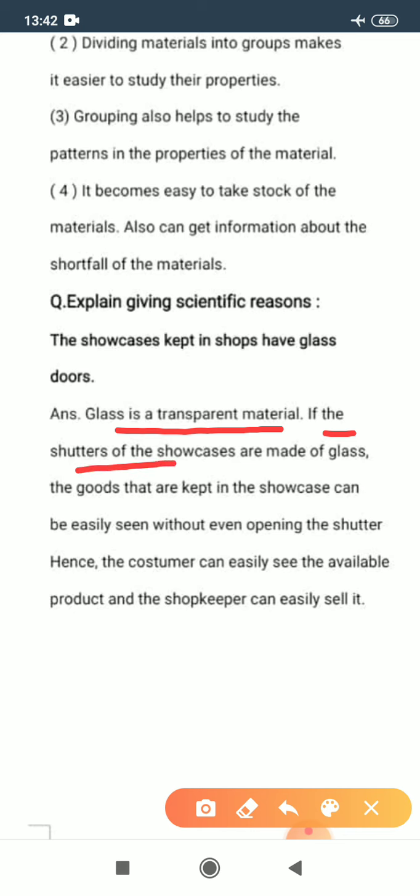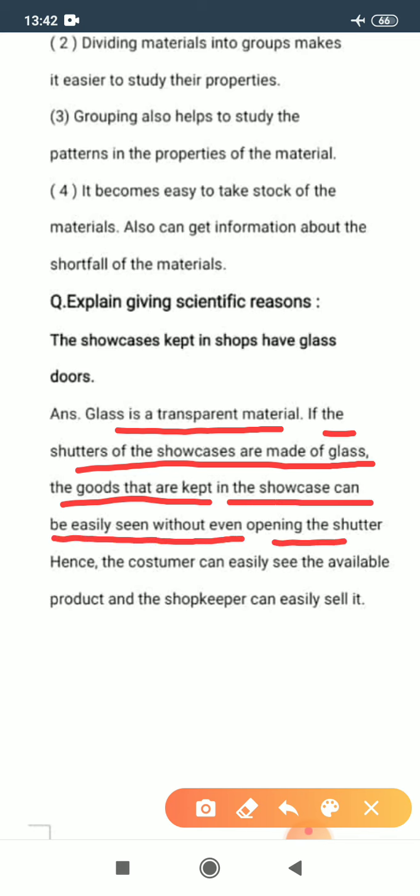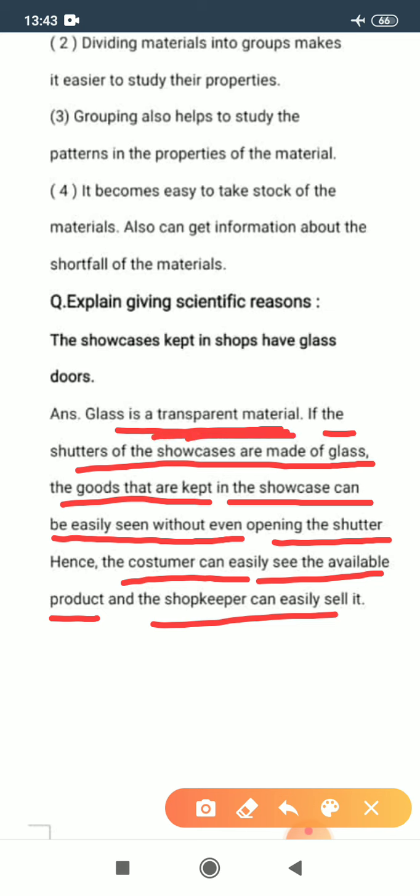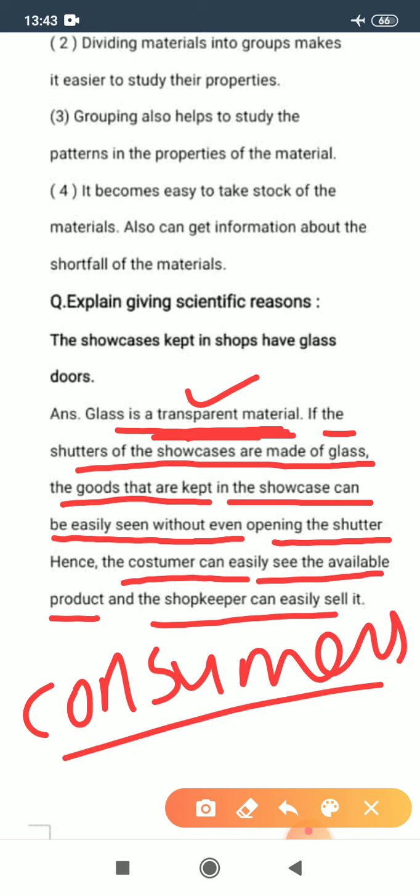If the shutters of the showcases are made of glass, the goods kept in the showcase can be easily seen without even opening the shutter. Hence, the customer can easily see the available product and the shopkeeper can easily sell it. So, it is one type of advertising campaign. With the help of glass material, because it is a transparent material, the consumers can easily sell their products by attracting their customers.